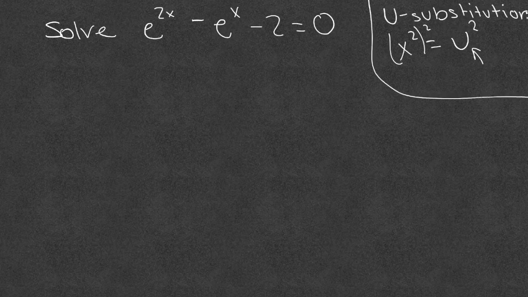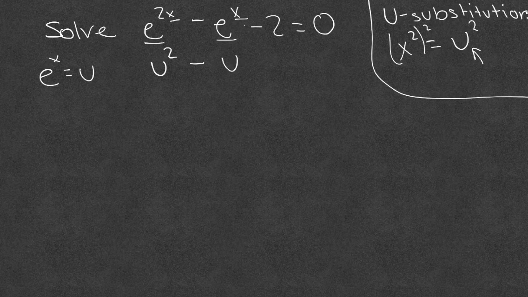What we're going to do in this one is we're working with e^(2x) - e^x - 2. That's really confusing. So we're going to go ahead and take an e^x out, and we're going to make e^x equal u. So if we pull that out of the first piece, we're left with u squared minus u, because that's just e^x, minus 2 equals 0.